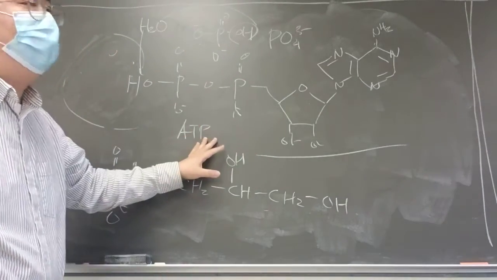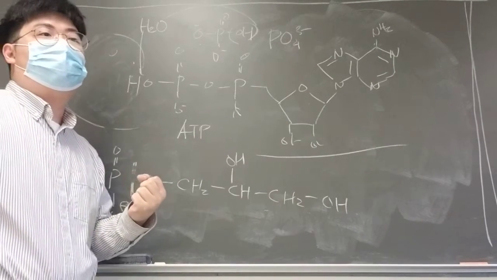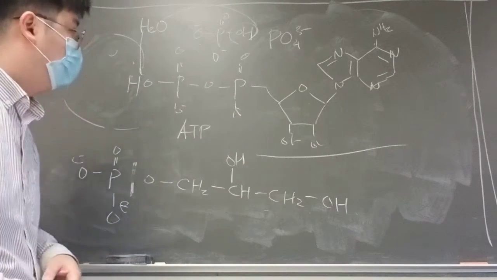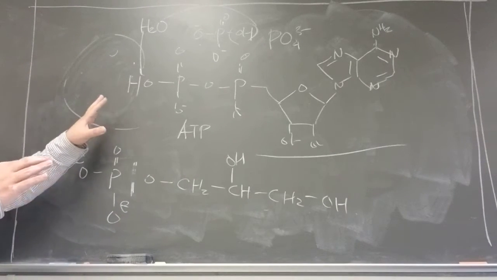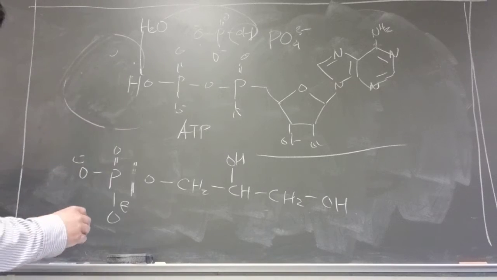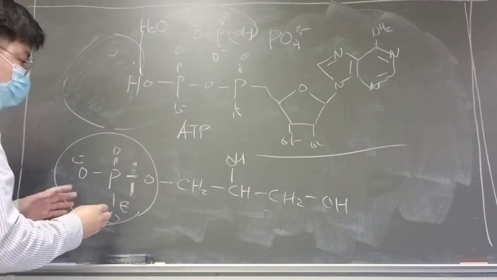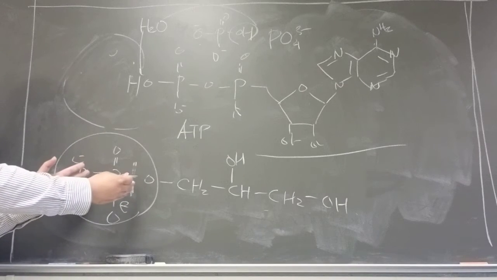So this is why the body uses ATP as an energy source. We can use this energy for this one. And this is where we can see bond dissociation energy is a related kind of problem. So in other words, relatively speaking, this is a much stronger bond here.